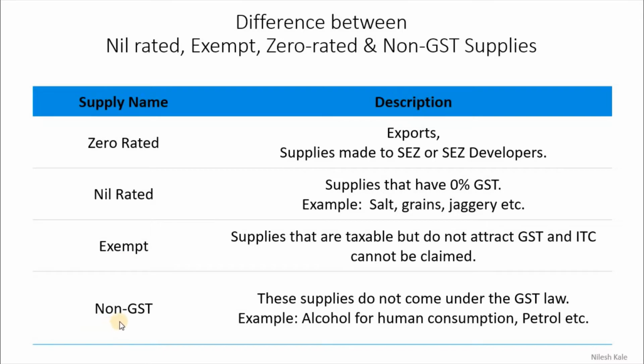And now the non-GST. These supplies do not come under the GST law because they are non-GST goods or services. Example, alcohol for human consumption is the only example, because the constitution itself has kept alcohol out of the GST. But petroleum products are included in the GST, but GST is not applicable on them, right? Because it is a state matter.